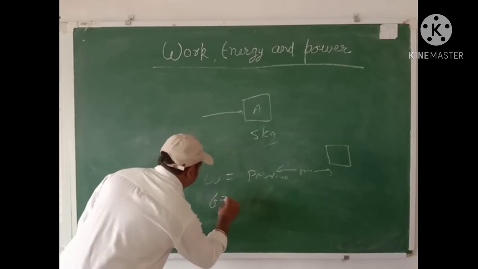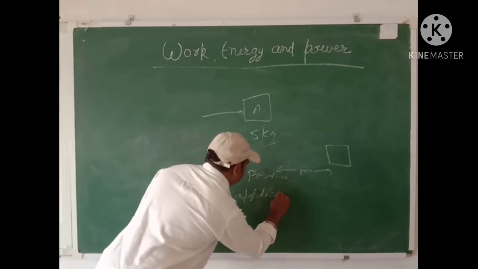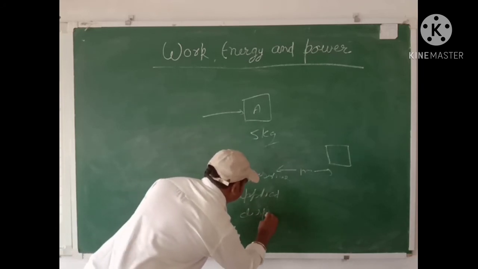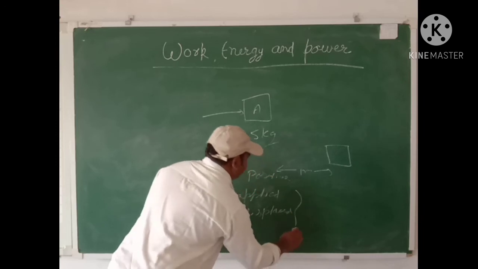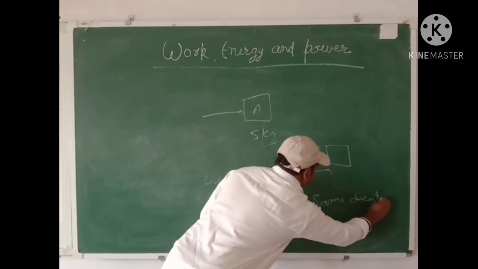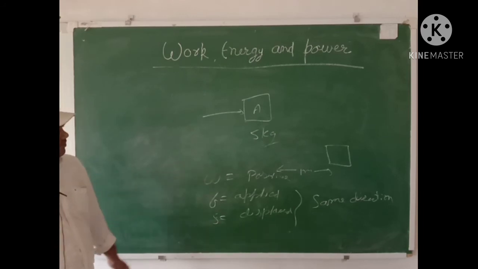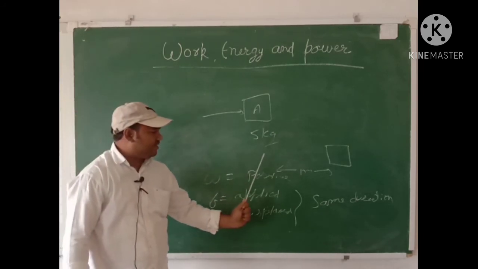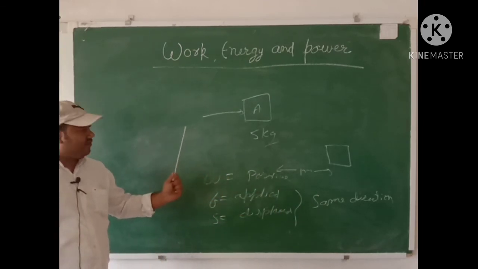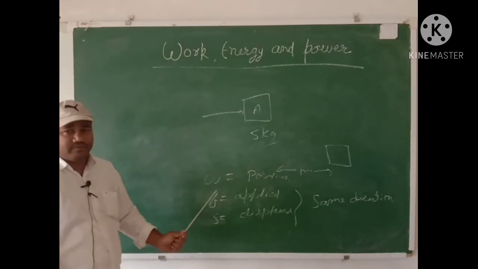When force is applied and displacement happens in the same direction. Same direction. Here you are applying the force on the box A. The box A has been displaced in the same direction where the force is being applied. The direction in which force is applied, the body is also displaced in the same direction. So work done will be positive.